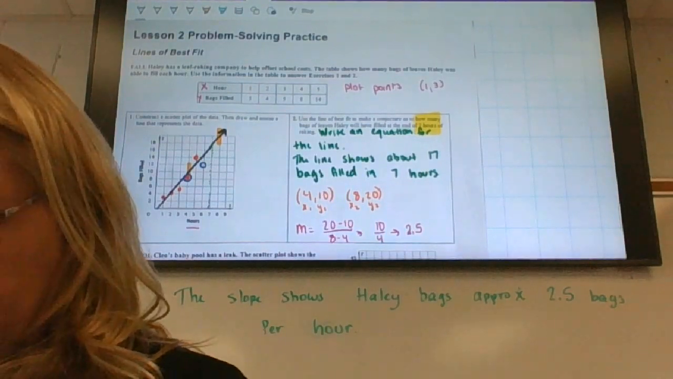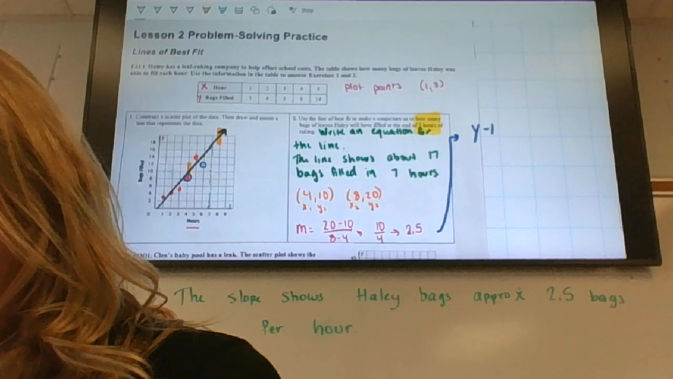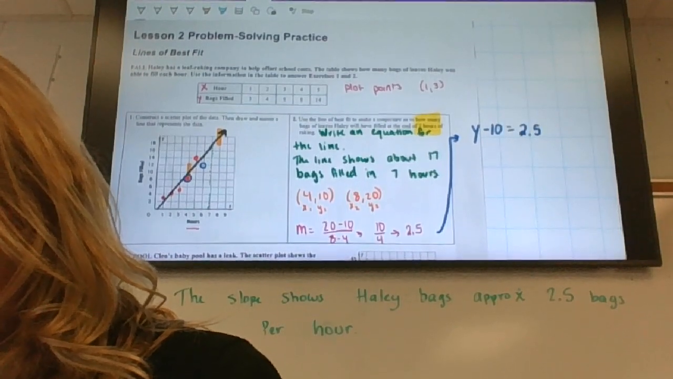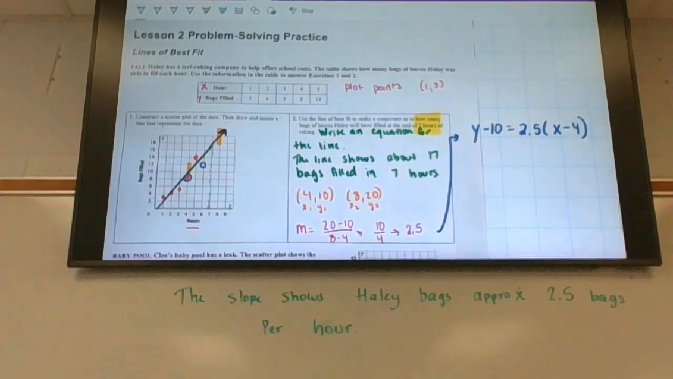Okay. Oh, wait a minute. I'll let you guys distribute. Distribute 2.5, add 10. And we'll see what you get. Rewrite your equation. Go from point slope form to slope intercept form. Get y alone.